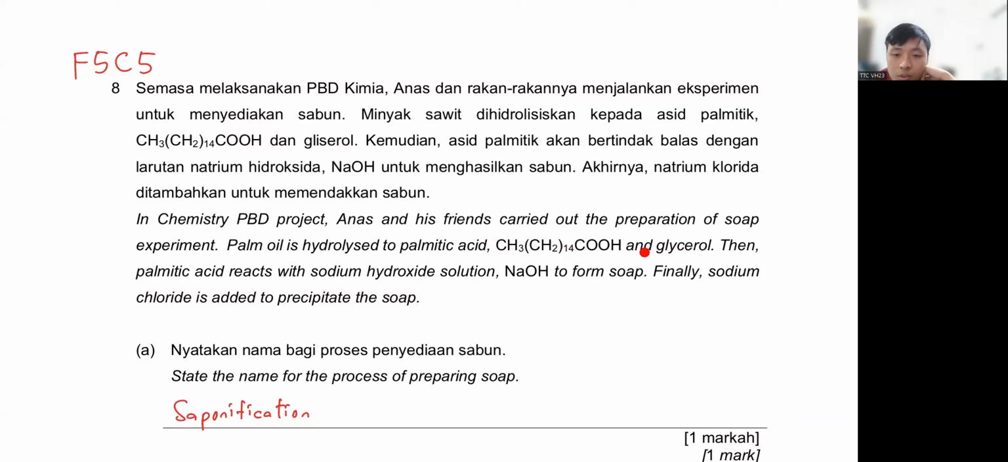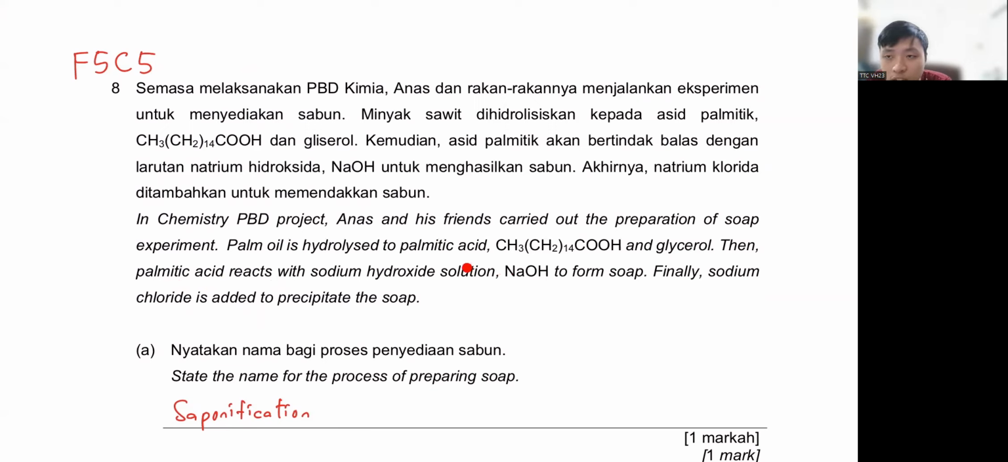Then this one actually is what? Palm oil is hydrolyzed. Because oil is actually made up of glycerol and fatty acid, which is palmitic acid, then it can be hydrolyzed back to this. So what happens is palmitic acid reacts with, remember how to form soap? Soap can be formed when acid reacts with alkali. In this case, palmitic acid reacts with sodium hydroxide to form soap.